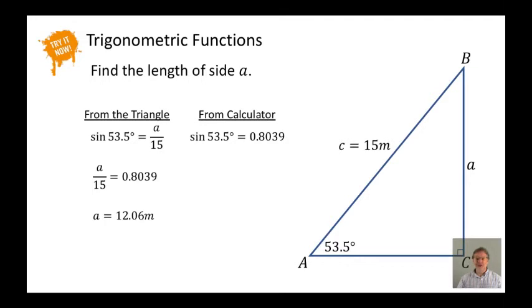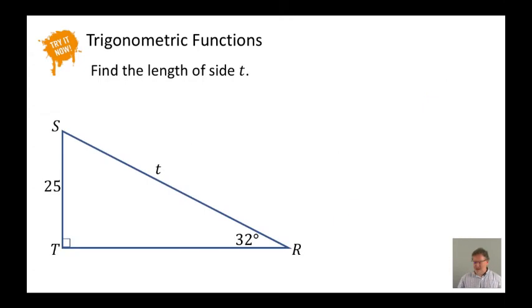And from your calculator, you can find out what the value of the sine of 53.5 degrees is. It was 0.8039. So setting those two things equal to each other, or plugging in 0.8039 for sine of 53.5 degrees, gives us a over 15 is equal to 0.8039. And you can solve that equation for a to get 12.06 meters. So do this one here as well. Find the length of side T. You're given one other side there of 25 and an angle measure of 32. Take some time for that.